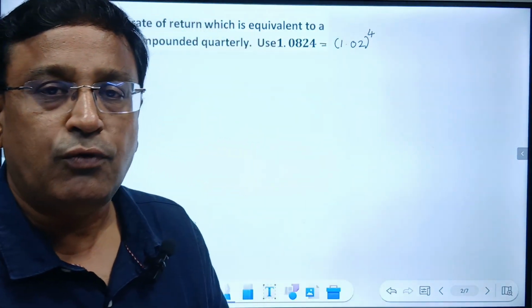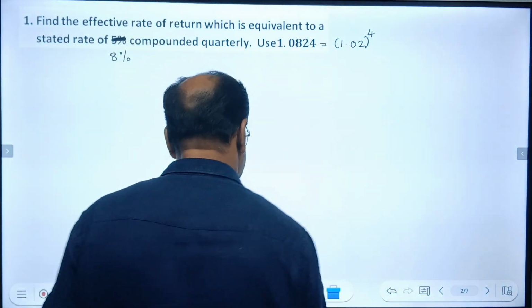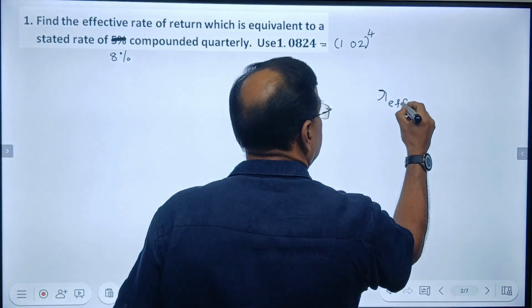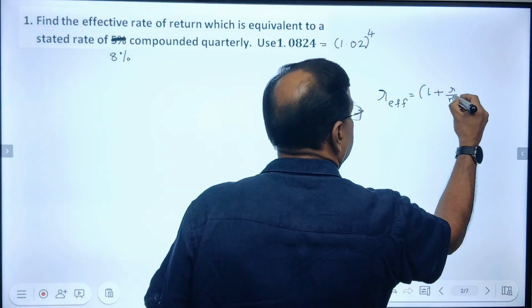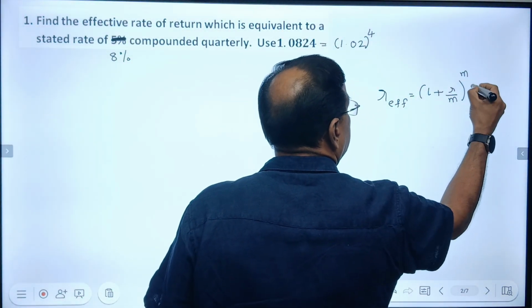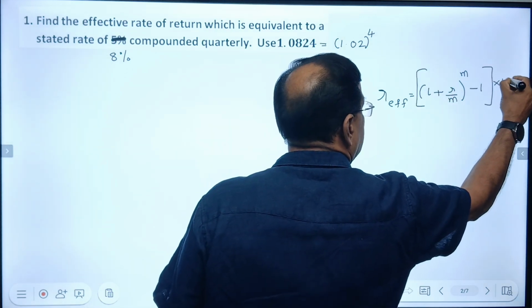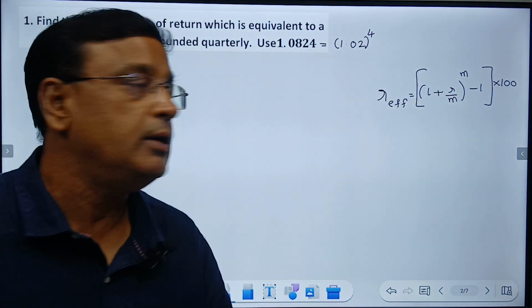Now you also know the formulas related to effective and nominal rate of interest. The formula, I just mention it here. R effective equal to (1 plus r by m) the whole power m, minus 1. Of course, if you want to convert it to percentage, you finally multiply it by 100. So this is the formula that we have been doing.